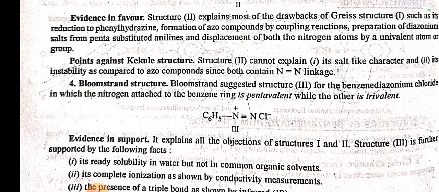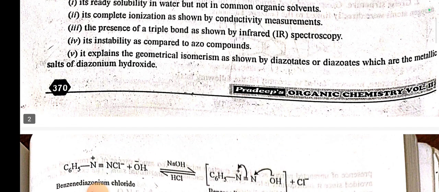Number 1. Its ready solubility in water but not in common organic solvents. Number 2. Its complete ionization as shown by conductivity measurement. Number 3. The presence of a triple bond as shown by infrared spectroscopy. Number 4. Its instability as compared to azo compounds. Number 5. It explains the geometrical isomerism shown by diazoates, which are the metallic salts of diazonium hydroxide.